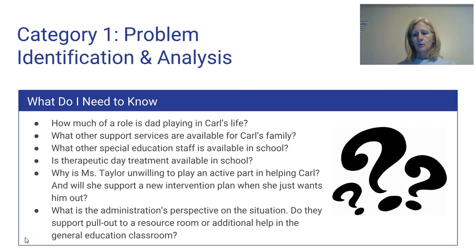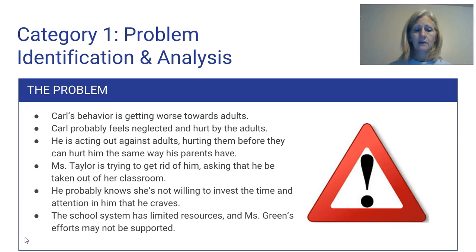I'd also like to know more about Miss Taylor. Why will she not put forth the effort to collaborate with Miss Green to help Carl? She doesn't seem to want to do anything with a new behavior plan. She seems to have just given up on him. And we also need to know more about the administration, because at this point in the case study, we don't know if they would support Miss Green or if they agree that Carl should just be pulled out and put in a room by himself.